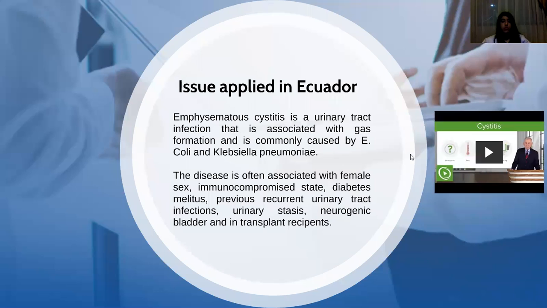Applied in Ecuador. Emphysematous cystitis is a urinary tract infection that is associated with gas formation and is commonly caused by Escherichia coli and Klebsiella pneumoniae. The disease is often associated with female sex, immunocompromised state, diabetes mellitus, previous recurrent urinary tract infections, urinary stasis, neurogenic bladder, and transplant recipients.